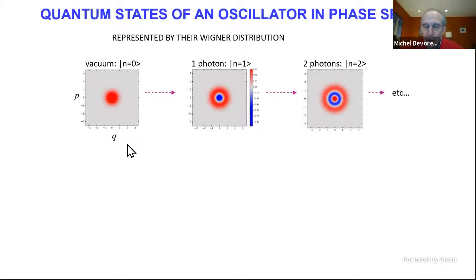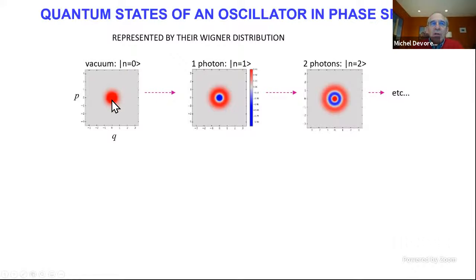So to introduce how we in the lab are going to implement this error correction, I need to introduce the representation of quantum states of an oscillator in phase space. We represent these quantum states by their Wigner distribution, which is a quasi-probability distribution. The vacuum state, so P and Q are the phase space coordinates, Q being the position and P being the momentum. Here the units are square root of photon numbers.